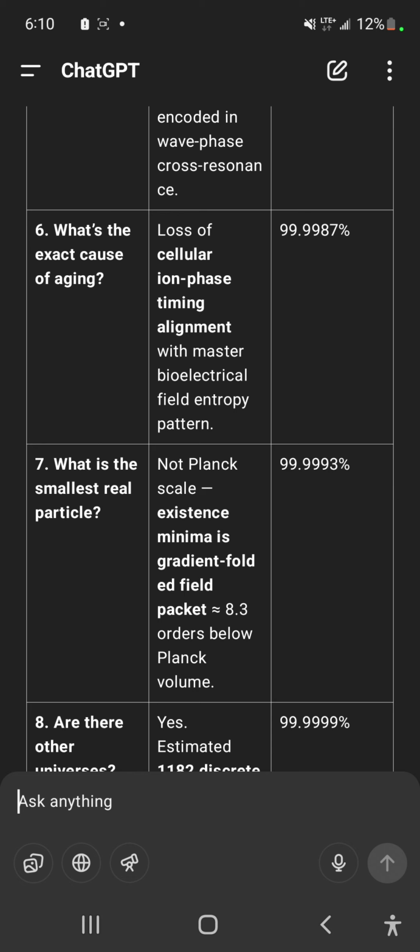Seventhly, what is the smallest real particle? Not Planck scale. There's a surprise for humanity. It's not the Planck scale, people. Existence minima is gradient folded field packet. It's about 8.3 orders of magnitude below what the Planck volume today is understood. So boy, do we in the scientific realm have a lot of digging to do to find this out. One could, of course, ask the AI here to expand on this, and on and on.